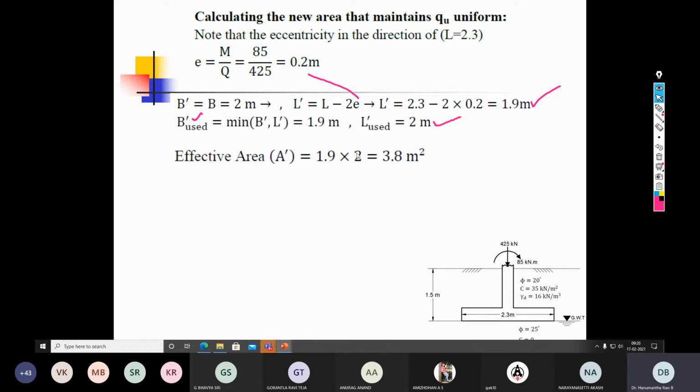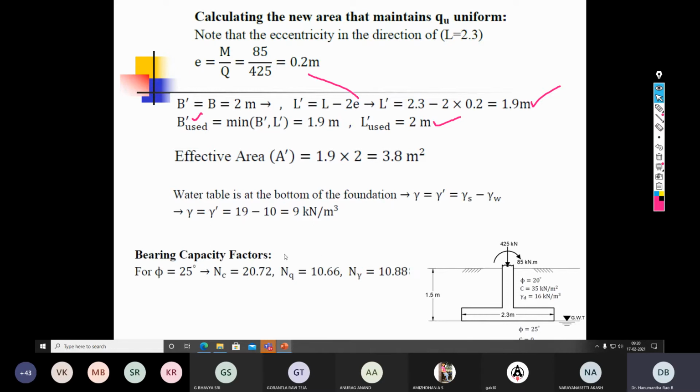Then the effective area: if there is no eccentricity, the effective area is the whole 2 meter by 2.3 meter. But in case of the eccentricity, the effective area is A dash, that is 1.9 by 2, 3.8 square meter. Then the water table is at the bottom of the foundation, as you can see here, below the footing. Therefore gamma is equal to gamma dash, the density of the soil below the foundation, 19 minus 10, 9 kilonewton per cubic meter.